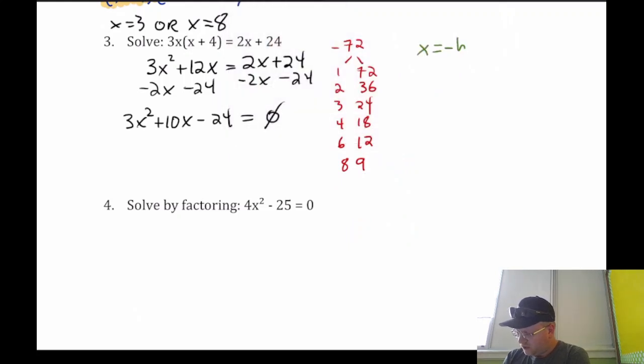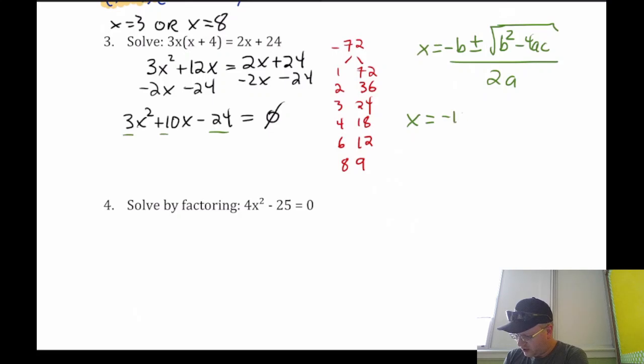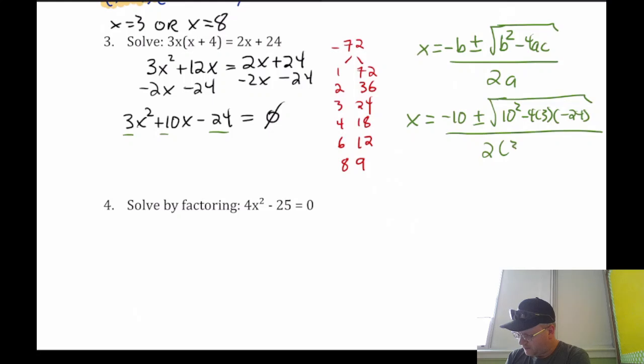X equals negative b plus or minus square root b squared minus 4ac over 2a. X equals negative, and we're using our a, b, and c value from here, negative 10 plus or minus square root 10 squared minus 4 times 3 times negative 24 over 2a. And you don't need to give exact values when you're doing this, not in this course. You can give a decimal answer, that's fine.